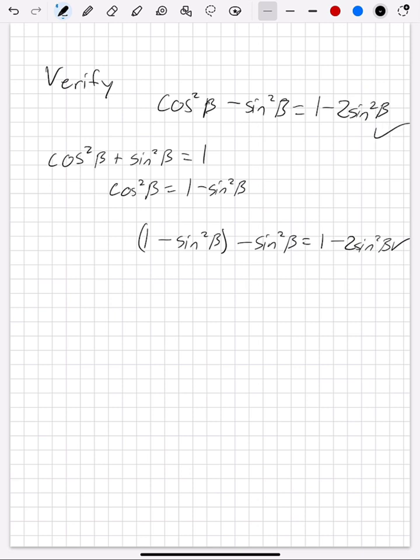Okay, so that's all you're going to do. 5.2 is a very short section. It's just using some more of those trig identities to verify these equations.